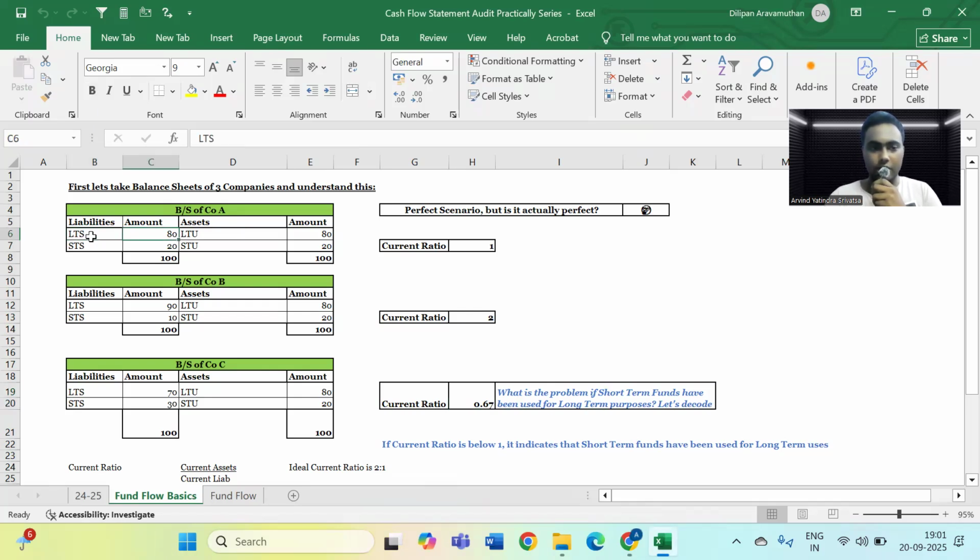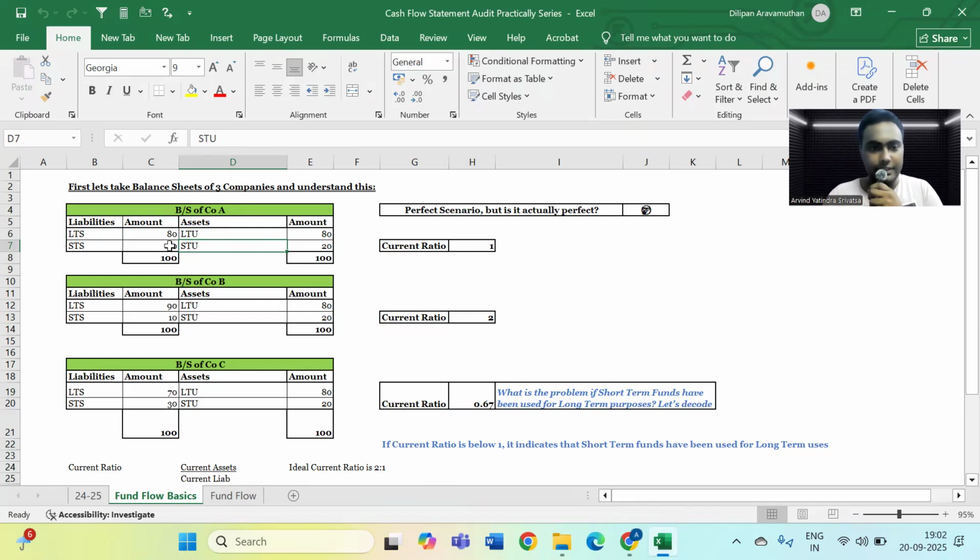Long-term sources of funds are rupees 80. Your short-term sources of funds are rupees 20. Basically, your short-term sources would usually comprise creditors, bills payable, etc. Your long-term sources would comprise funds from your loan providers, debenture holders, shareholders, etc. Your long-term uses would usually be the amount invested in your fixed assets, to the extent of 80. Your short-term uses would be your working capital, usually your debtors and inventory.